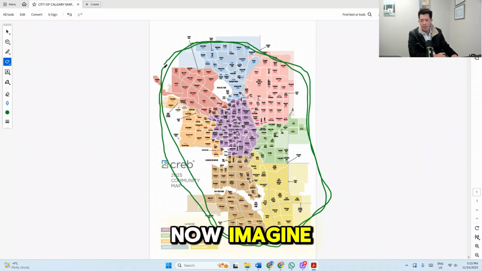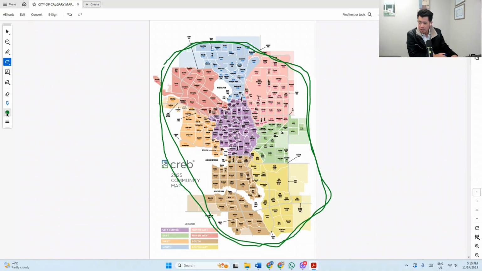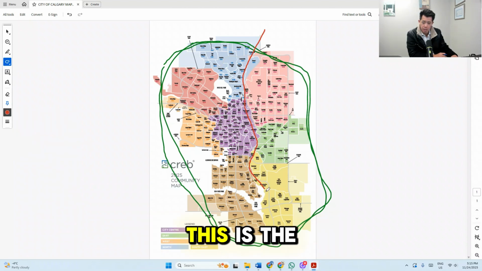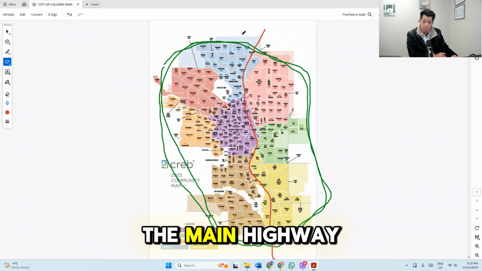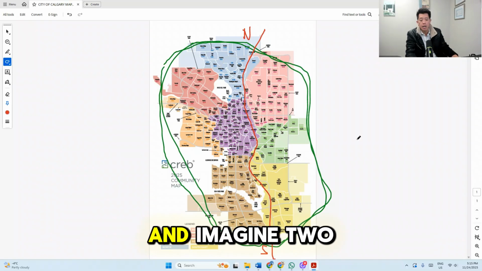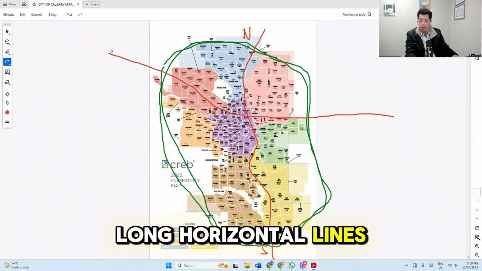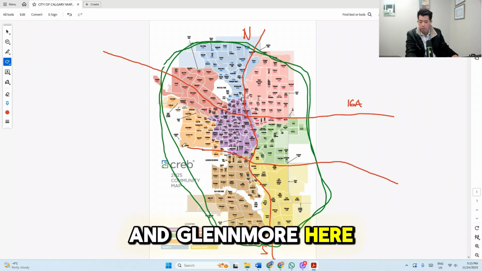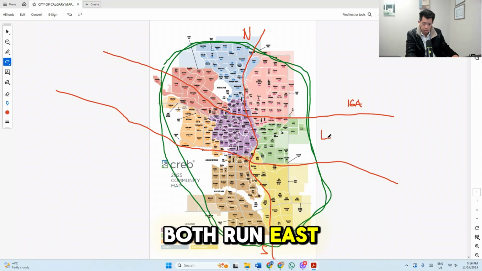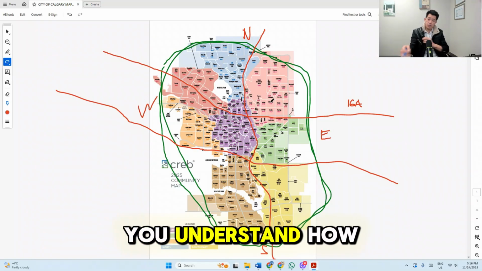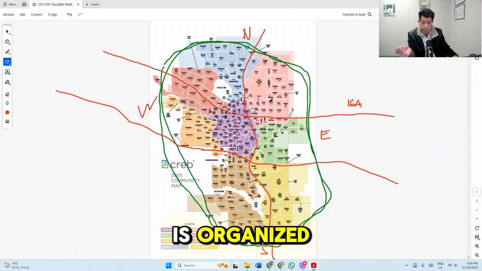Now, imagine drawing one long vertical line over here. This is Deerfoot Trail, the main highway running north to south. And imagine two long horizontal lines. This is 16th Avenue and Glenmore Trail here. Both run east to west. So this helps you understand how the whole city is organized.